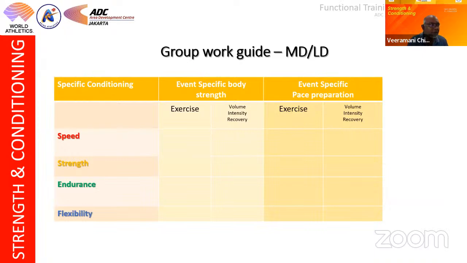And for our distance group, it will be slightly different. We don't have 4 different phases, but what we want to see is the event-specific body strength preparation that you want to have, and of course, also event-specific pace preparation. What are we doing about it? So how are you incorporating some of these things? Clear? Okay. Any questions?